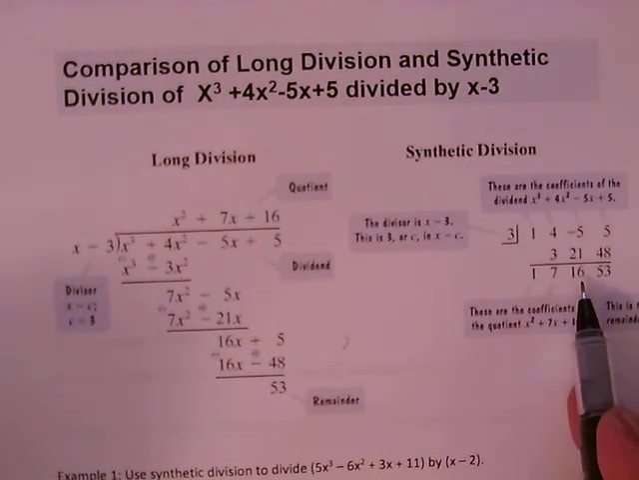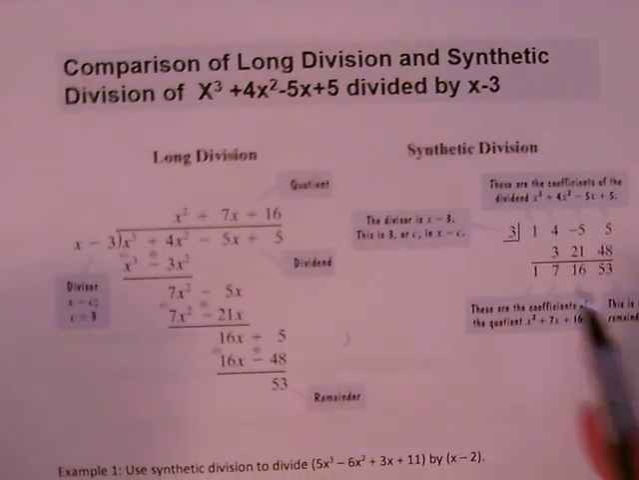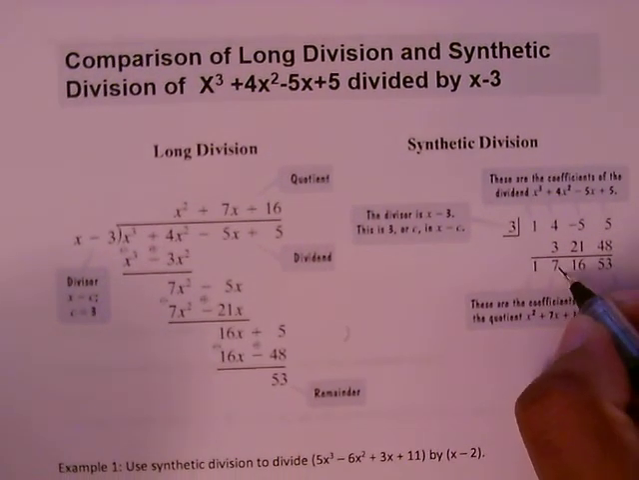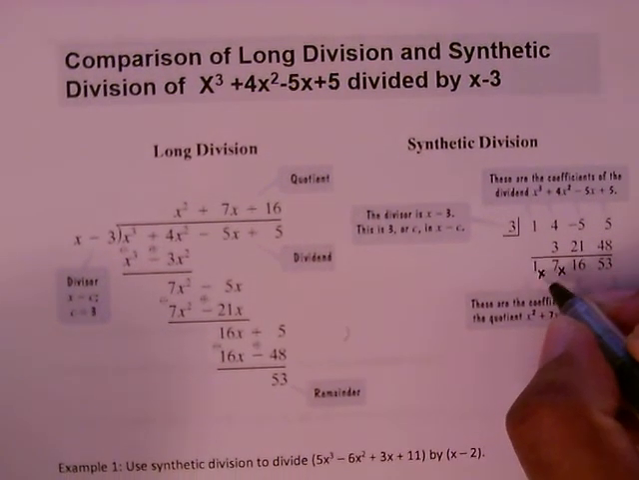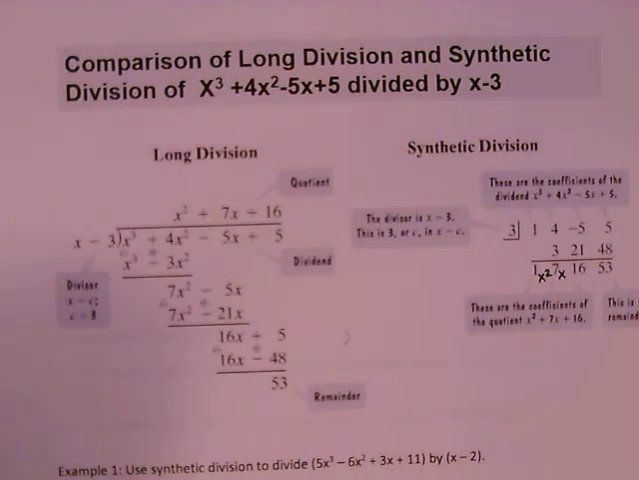So the 16 will be a constant. This 7 will be the coefficient of x, and the 1 is the coefficient of x squared. If there was another term in front of that, it would be the coefficient of x cubed. That will help you write down your quotient. So let's do an example of this.